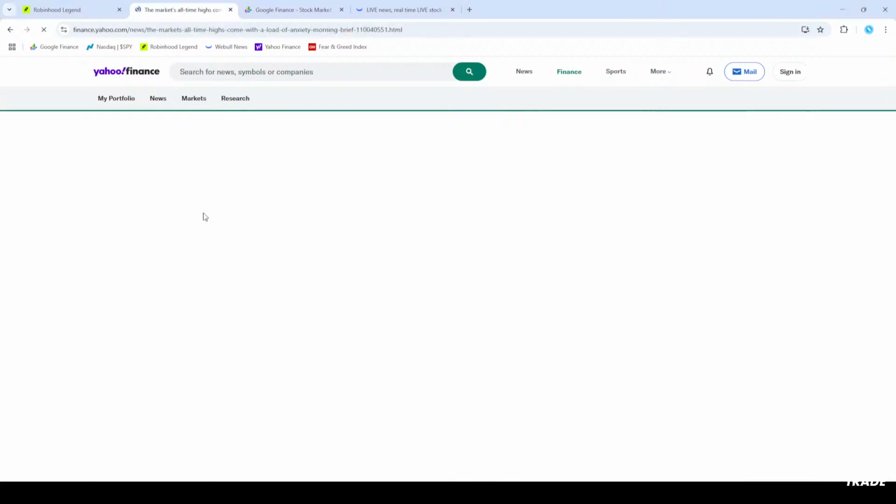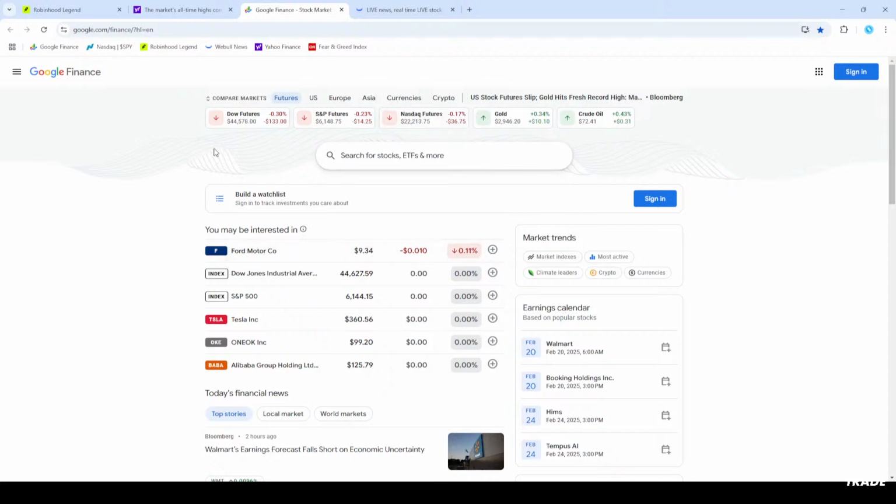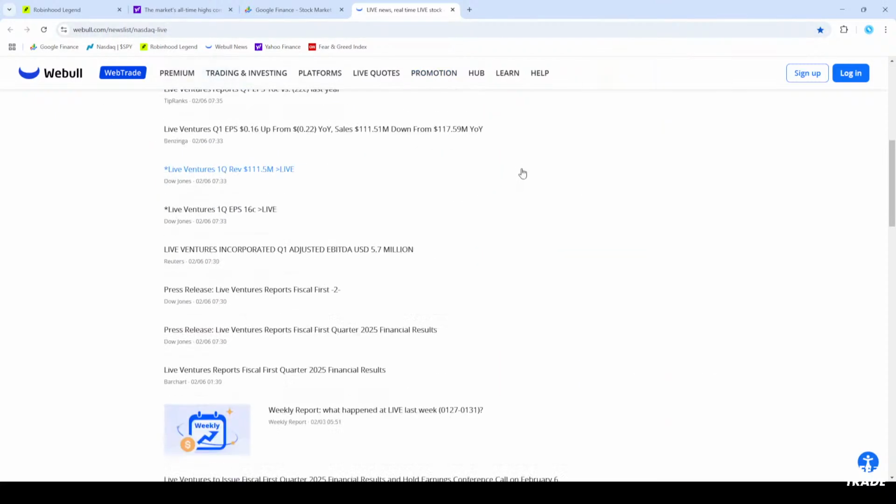This is an article I posted in the chat earlier today that I kind of want to cover. Google is a big company. They've got a great reputation, so why not use them? And then Webull has a really interesting feature. And what Webull has, let's see here.